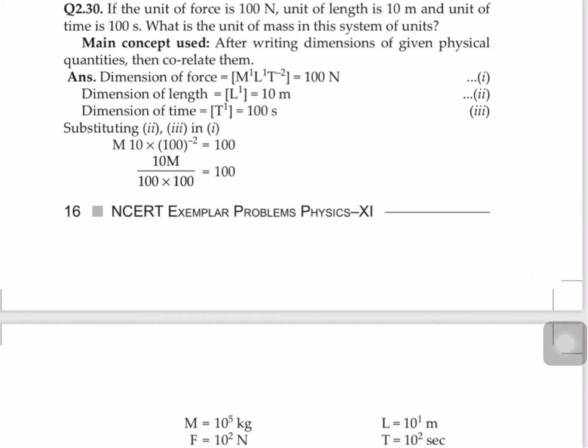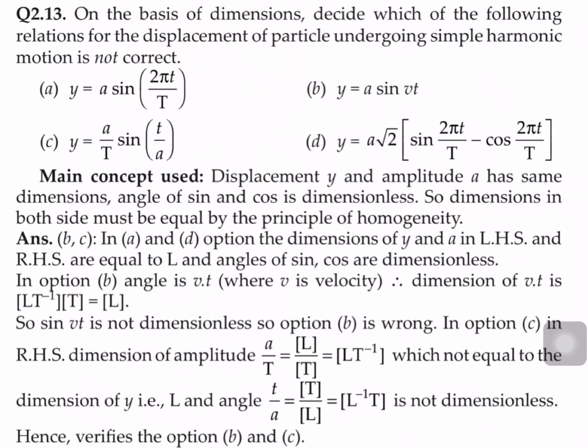And then you know that the unit of force is 100 Newton, unit of length 10 meter, and the unit of time 100 second. So what is the unit of mass in this system of units? You know that already. Just substitute the dimensions, and finally you can get m into 10 into 100 power minus 2 equal to 100. So simplify, you can get 10 power 5 kg.